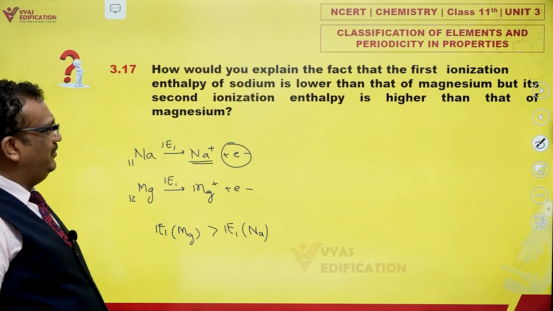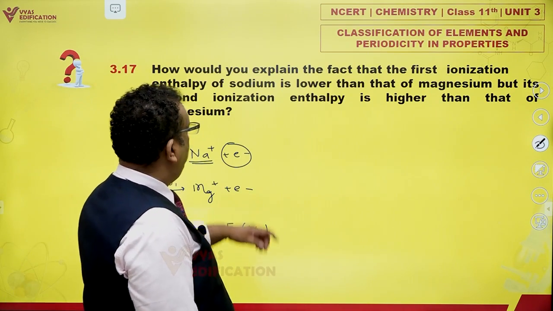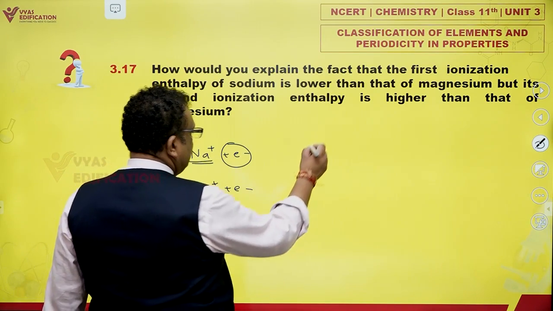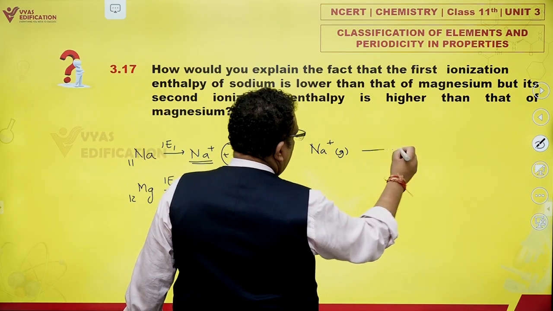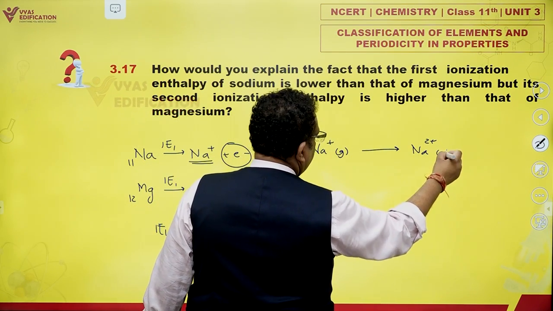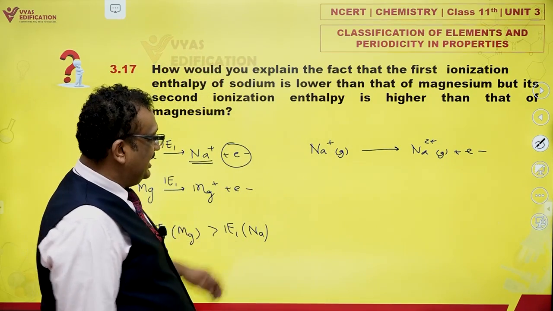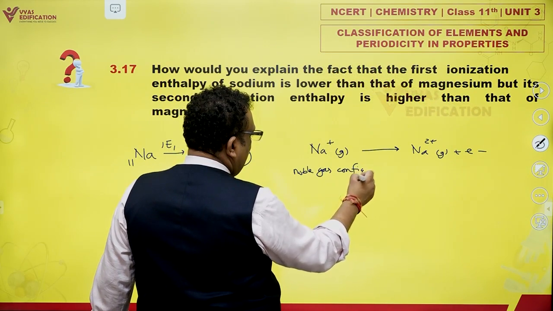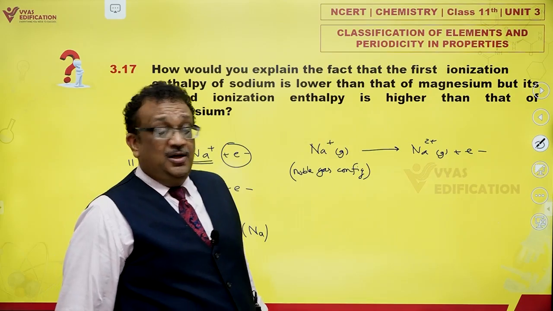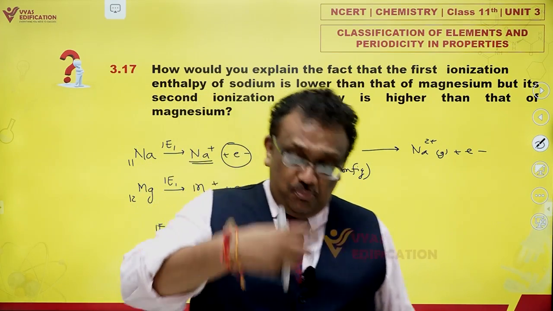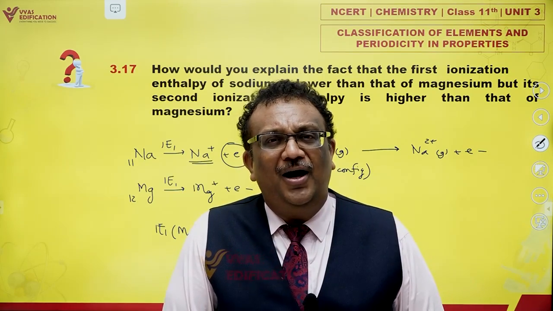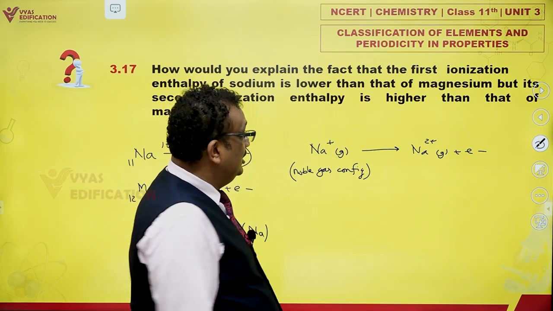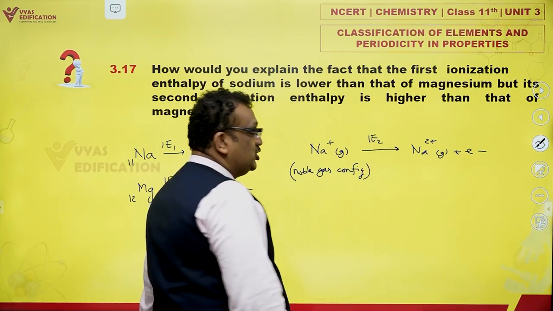This is explainable, fine. Now the second part. But its second IE is higher than that of magnesium. Now let us see what happens when Na plus is going to Na2 plus. Na plus has a noble gas configuration, which is actually a very stable configuration. Now, the moment you want Na2 plus, you are trying to break the noble gas configuration, which is really heartbreaking. It's a very difficult thing to do anyways. You cannot break away noble gas configuration very easily. So, IE2 of sodium is expected to be very, very high.